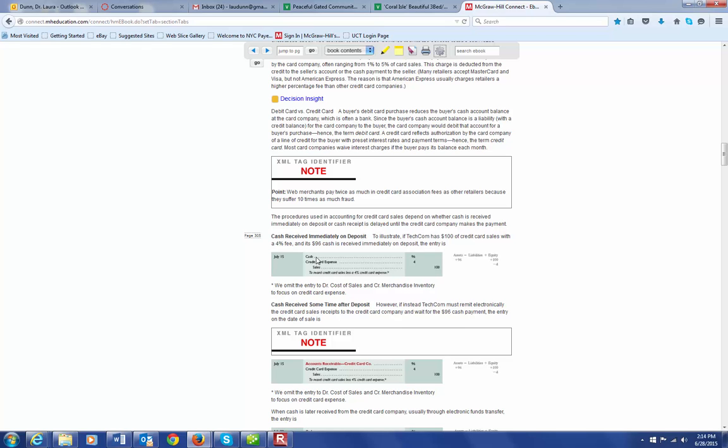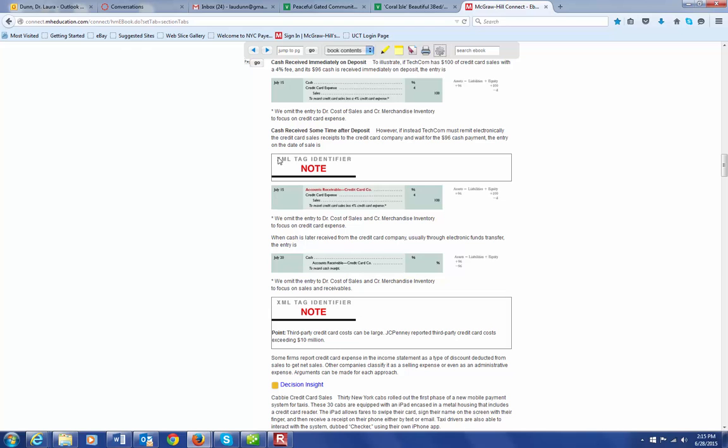Cash is received, that's debited, but credit card expense is also debited because you're increasing the amount of expense, and then the sale is still $100, but it's split between $96, which you get in cash immediately, and $4 that goes to credit card expense.